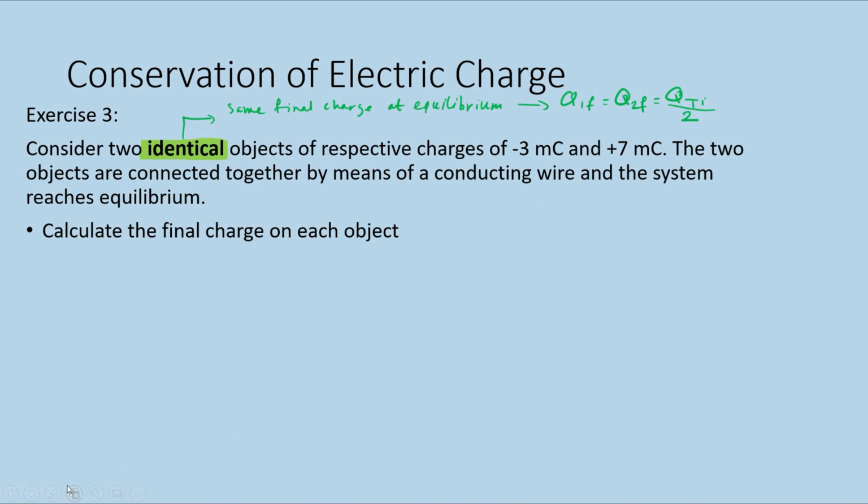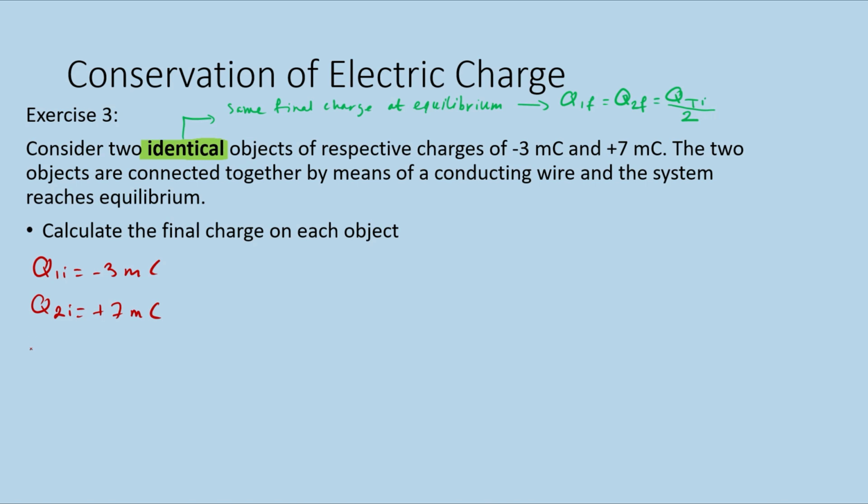Let's see how we will solve this exercise. Consider two identical objects of respective charges, negative 3 millicoulombs and plus 7 millicoulombs. So Q1 initial is equal to negative 3 millicoulombs. Q2 initial is equal to positive 7 millicoulombs. The two objects are connected together by means of a conducting wire. So there's a transfer of electrons. And the system reaches equilibrium. Then the transfer stops. Calculate the final charge on each object.